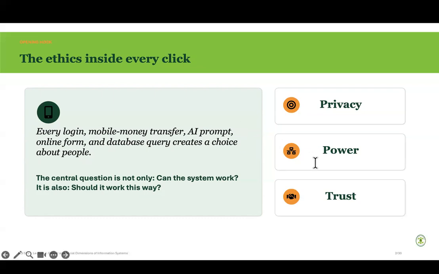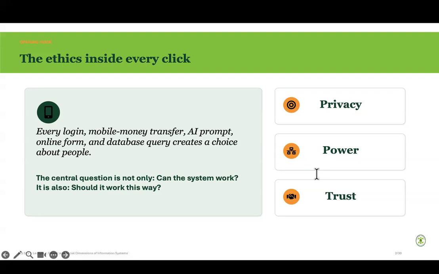Every click, every login, every transaction can produce data. That data may later be combined with other data to create a profile of who you are, what you do, what you buy, where you go, and what you may do next. There are three ideas I want us to keep in mind as we proceed with this lecture, and these are privacy, power, and trust.